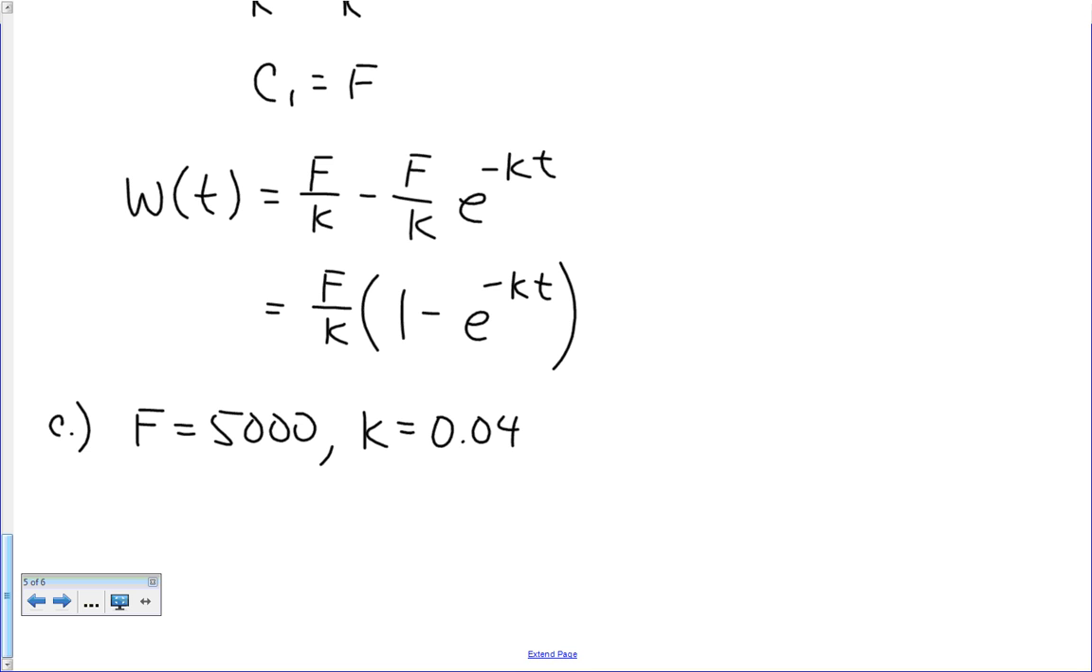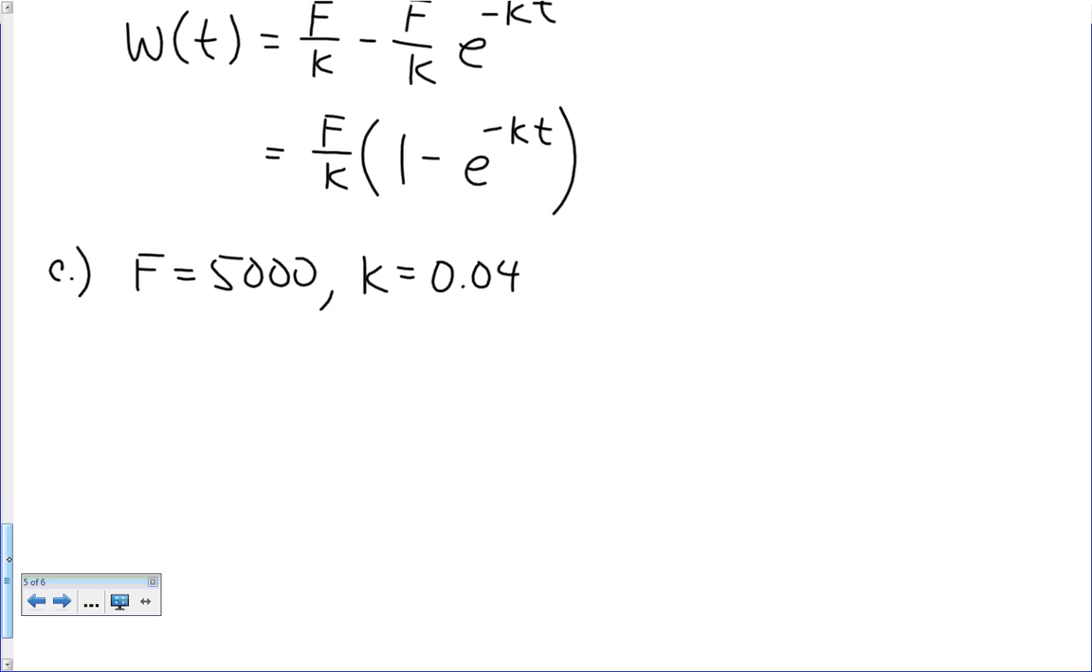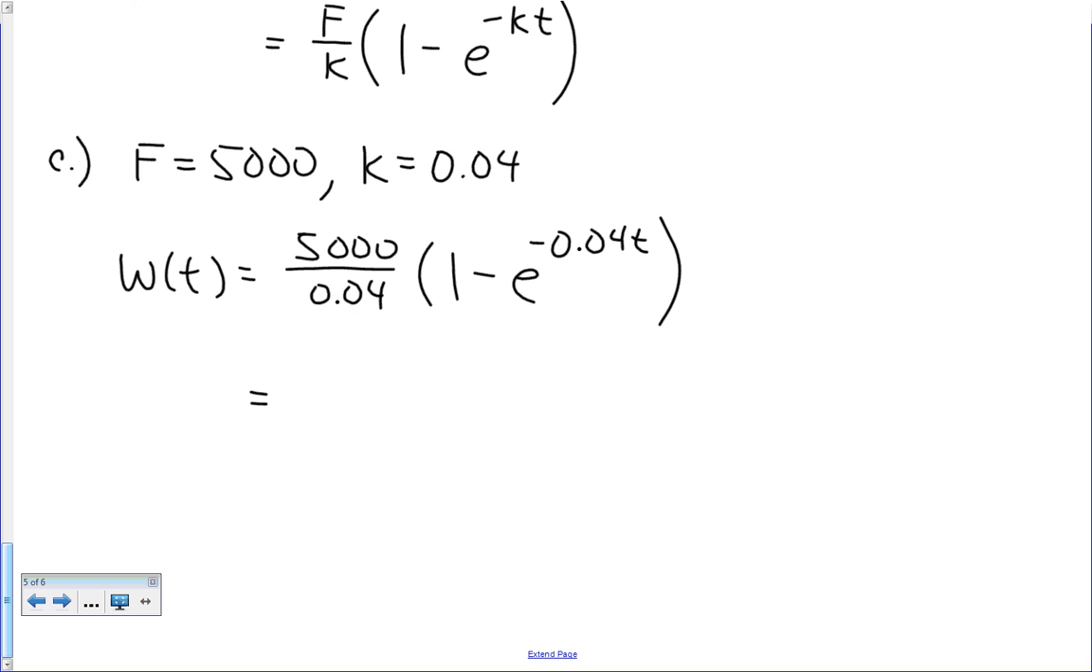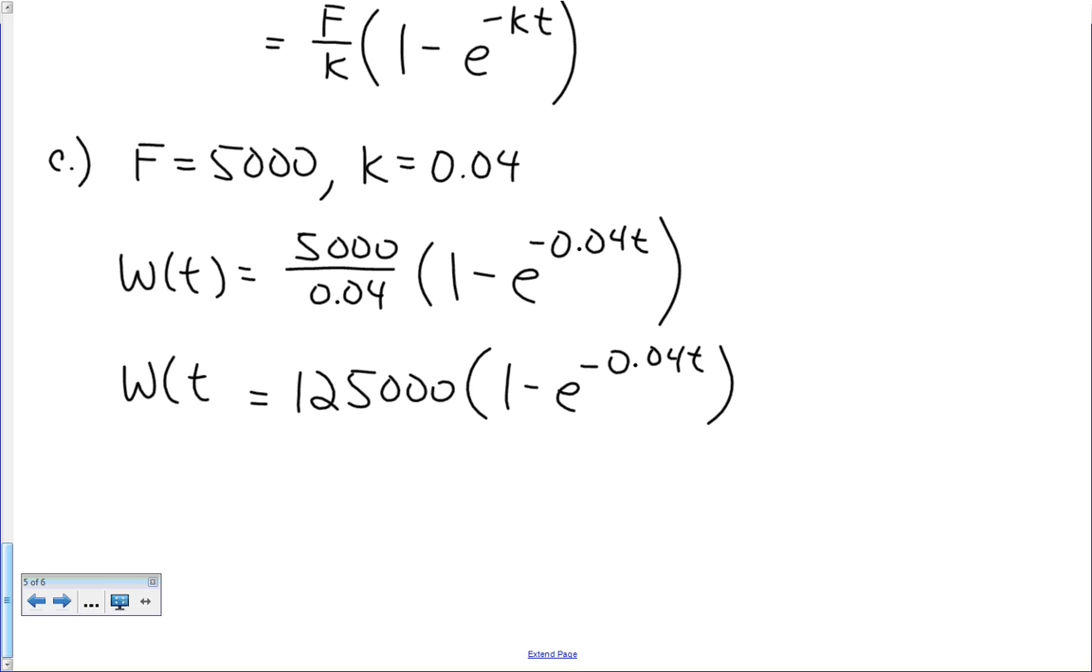Okay, well that's not too bad then. Just take this equation that we have here and plug in those two numbers. So we have W of t is equal to the 5,000 divided by the 0.04, that's F divided by k, times 1 minus e to the negative 0.04t. There's our particular solution then for these given flow rates and that constant proportionality. In fact, the 5,000 divided by 0.04, let's go ahead and simplify that. If you take 5,000 divided by 0.04 on your calculator, you get 125,000 times 1 minus e to the negative 0.04t. All right, so there's our equation, W as a function of time.